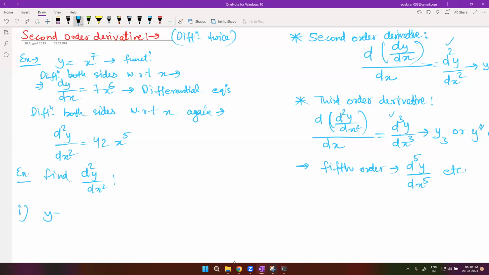So first problem is y is equal to x square plus sine 2x plus log x, or ln x. This is ln x only, right? Find out d2y by dx square for this function. Please, everybody, quickly. This is not a big task. Easy questions, easy stuff. Please solve it quickly. Find out d2y by dx square, the second order derivative for the given function.